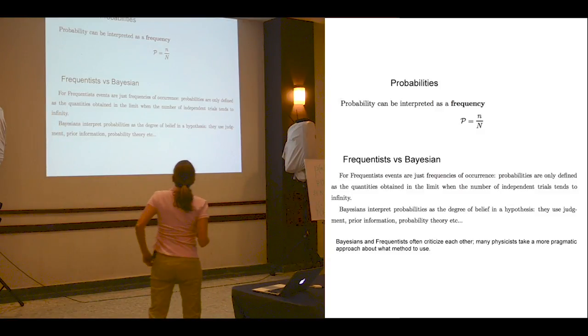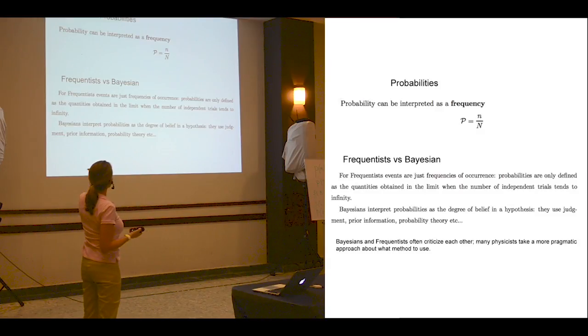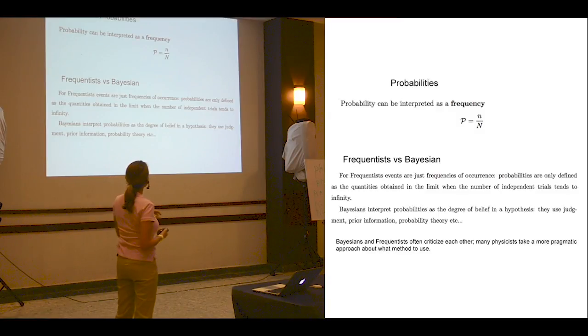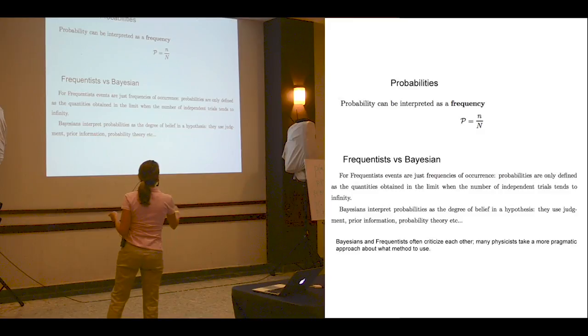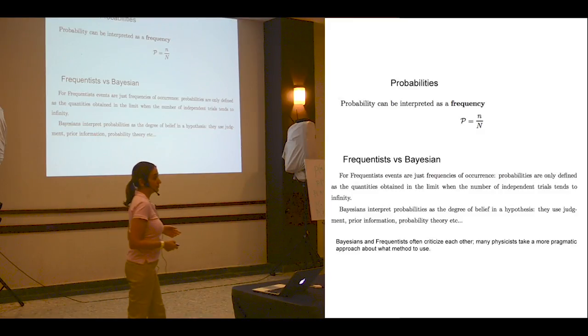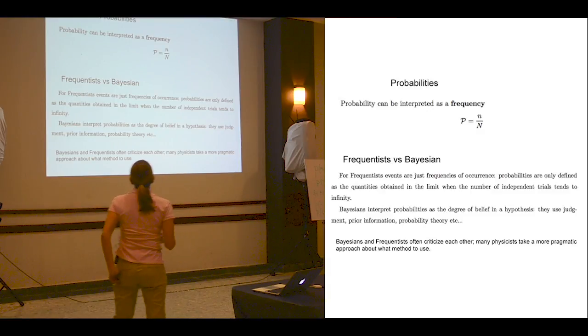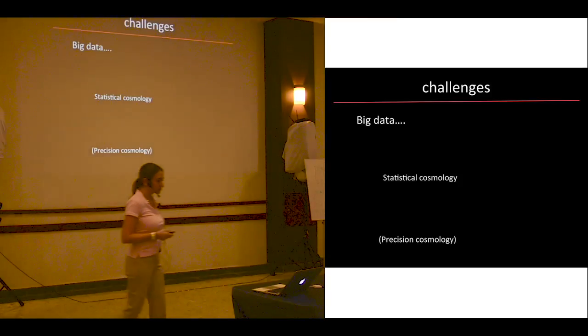But anyway, for frequentists, events are frequencies of occurrence, and probability is defined as the quantity obtained in the limit of a very large number of independent trials. But Bayesians interpret probability as a degree of belief in a hypothesis. And so they use judgment, prior information, probability theory, etc. But that's exactly what allows you to do inference about it. So Bayesians and frequentists don't criticize each other, but many physicists take a more pragmatic approach about what to use.